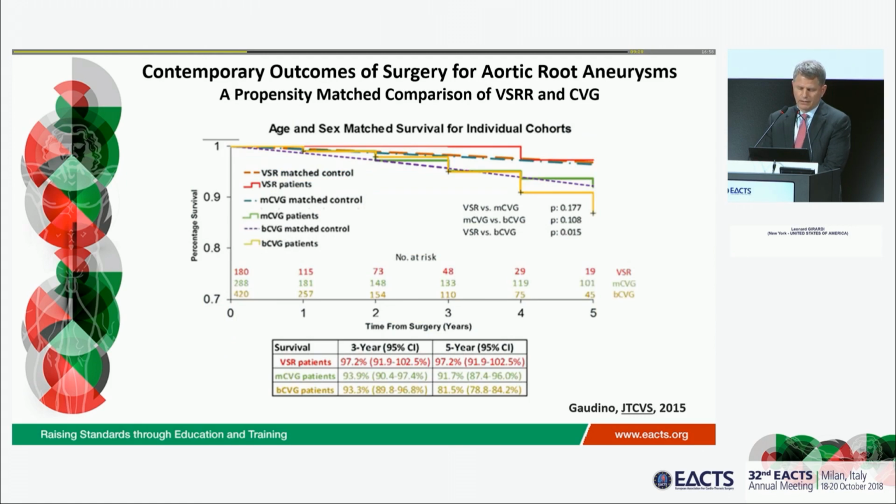Survival was excellent. Again, most of these valve-sparing patients are younger, with connective tissue disorders. We expect them to do well, and they do. Five-year survival was greater than 97%, certainly much better than a biological composite group, which again has a higher incidence of comorbid conditions and certainly an older population.